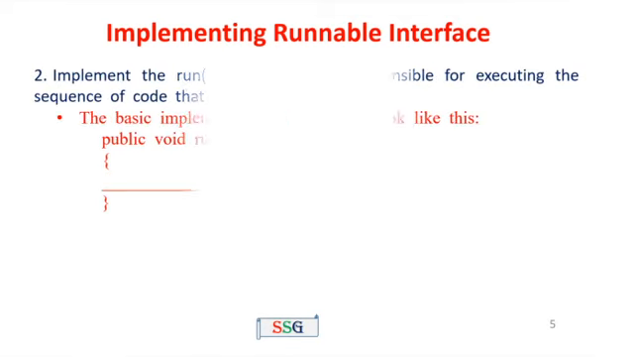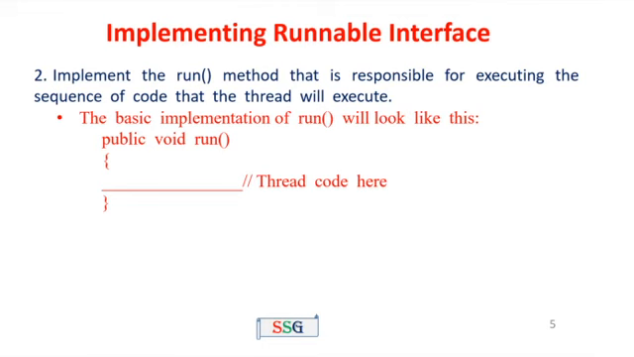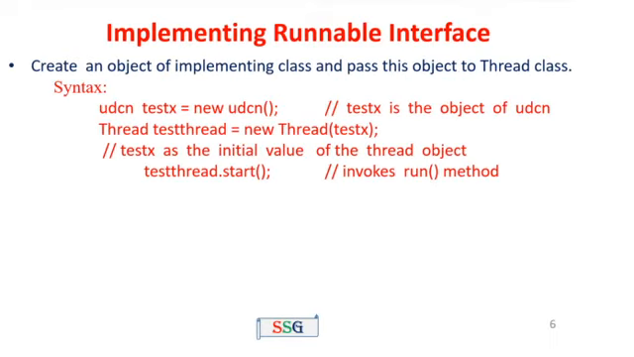Second step, implement the run method that is responsible for executing the sequence of code that the thread will execute. That means the implementing class contains one method, public void run. Here we have to define the code for the respective thread. Then third one, create an object of the implementing class and pass this object to the Thread class.